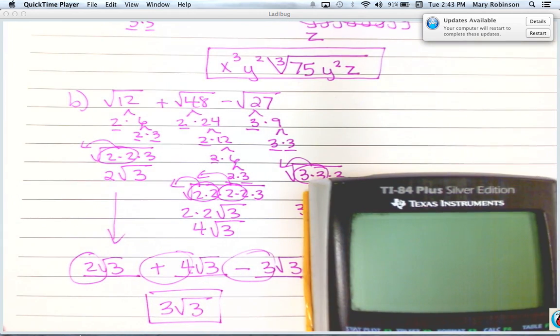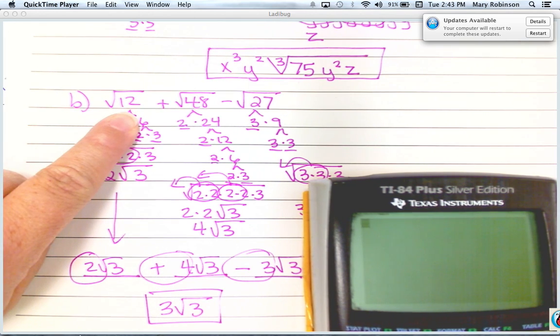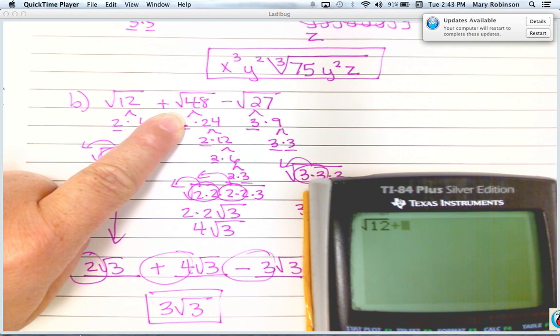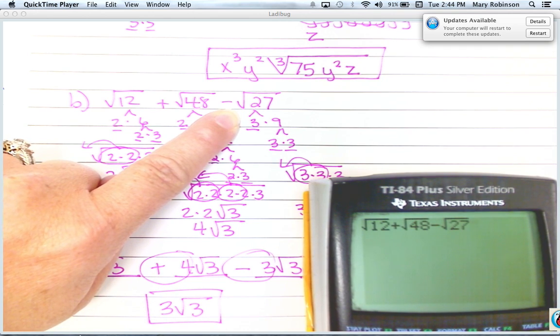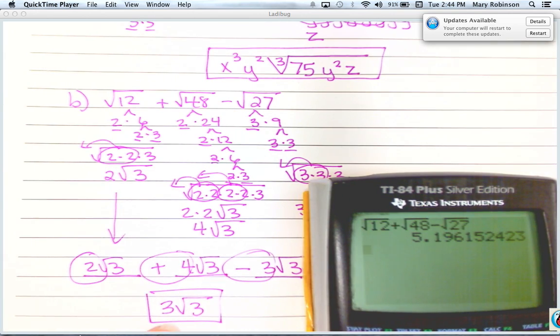Now, for all of these, please use your calculator and check your answer. The square root of 12 plus the square root of 48 minus the square root of 27, and hit enter, and then type in your answer, 3 square roots of 3, and it should match.